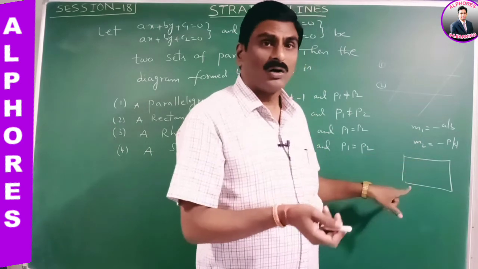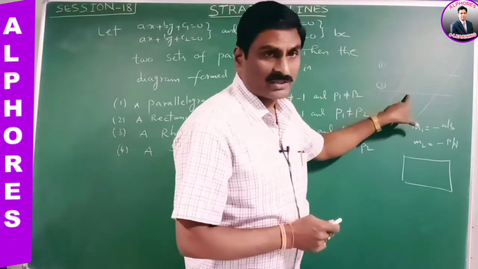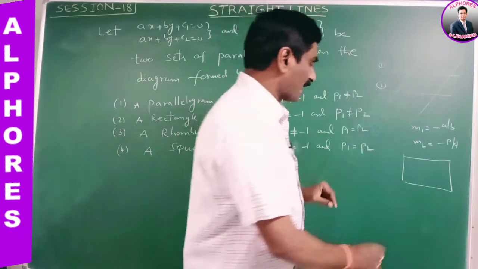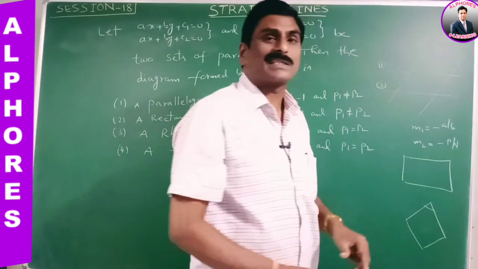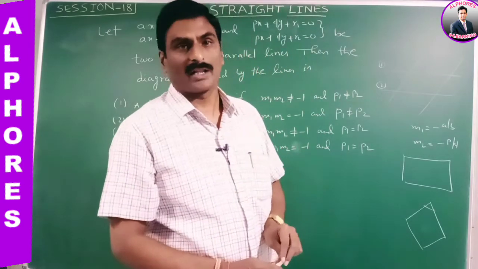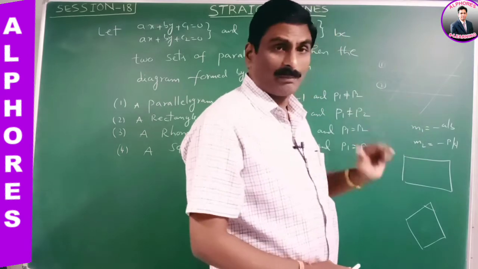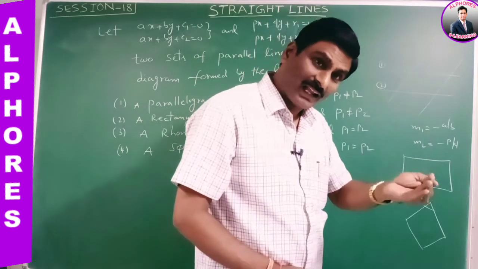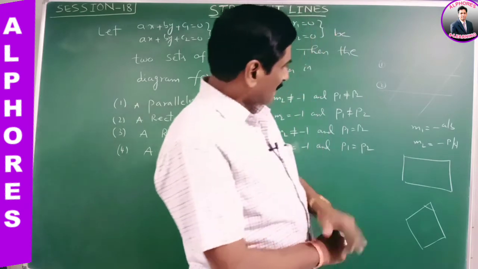In a square also, m1 m2 is equal to minus 1. But in a parallelogram, m1 m2 is not equal to minus 1, since this angle is not equal to 90 degrees. In a rhombus also, the angle between the two adjacent sides is not equal to 90 degrees. That means m1 m2 is not equal to minus 1. If m1 m2 is equal to minus 1, then this parallelogram may be a rectangle or square. Okay, next.